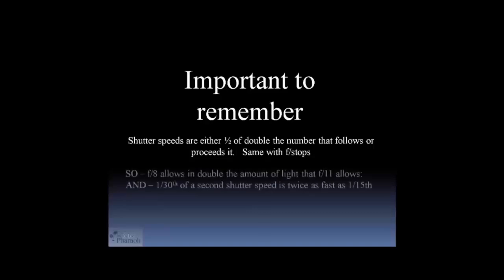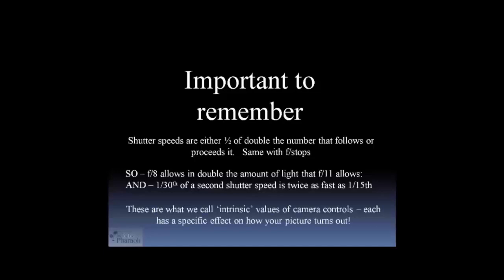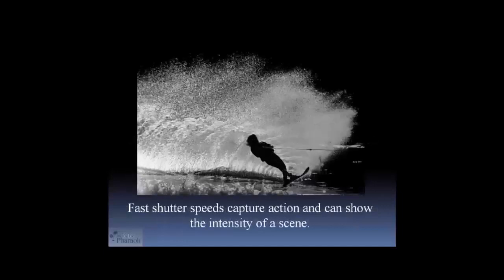Very important. f8 allows in double the amount of light that f11 allows, and a 1/30th of a second shutter speed is twice as fast as 1/15th. In other words, 1/30th will allow less light to pass to the shutter. These are what we call intrinsic values of camera controls. Each one of these controls or numbers will have a different effect on how your photograph turns out.